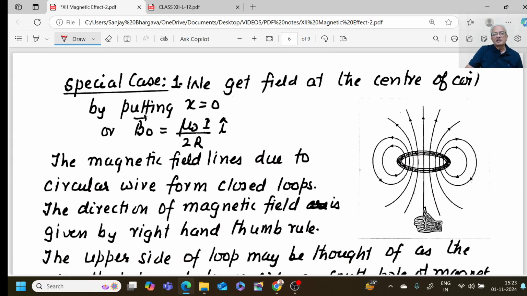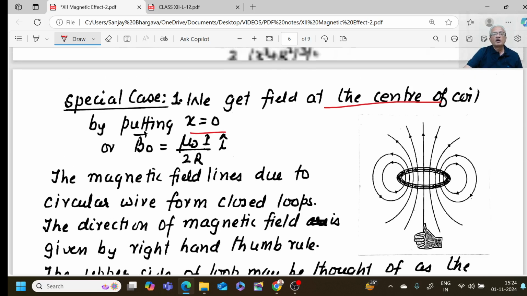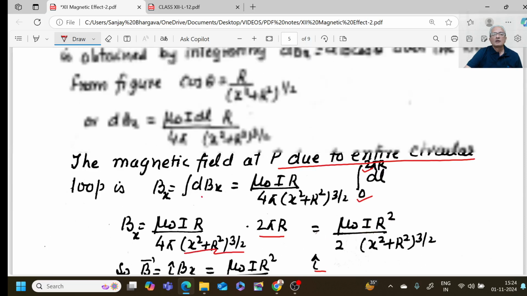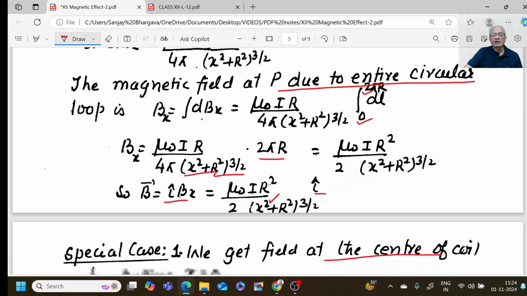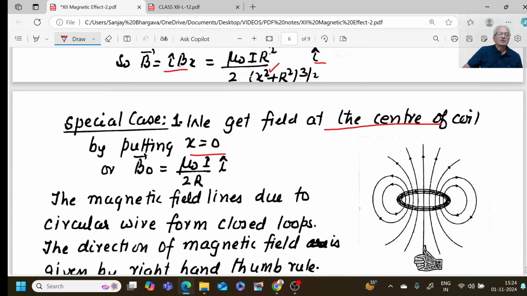Now, a special case. We get the field at the center of the coil by putting x equal to 0. So once I put x equal to 0, what will happen to the denominator? It would be R square power 3 by 2, that is R cube. It cancels with R square, so one R would remain in the denominator. So B0 would be equal to μ0 I upon 2R i cap. This is the same as the magnetic field at the center of the plane coil.